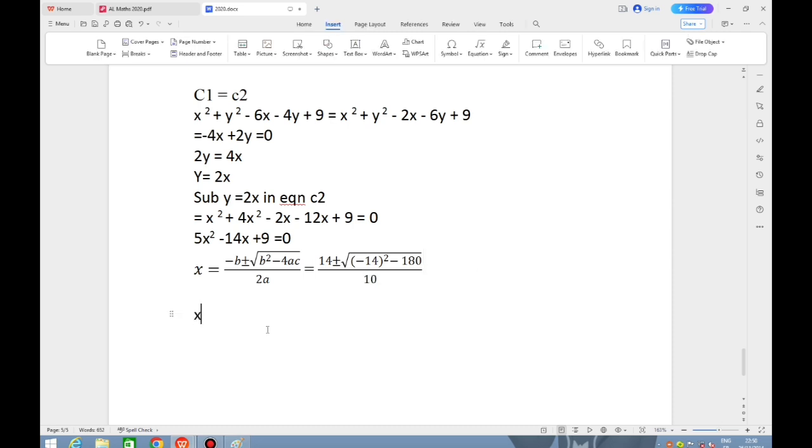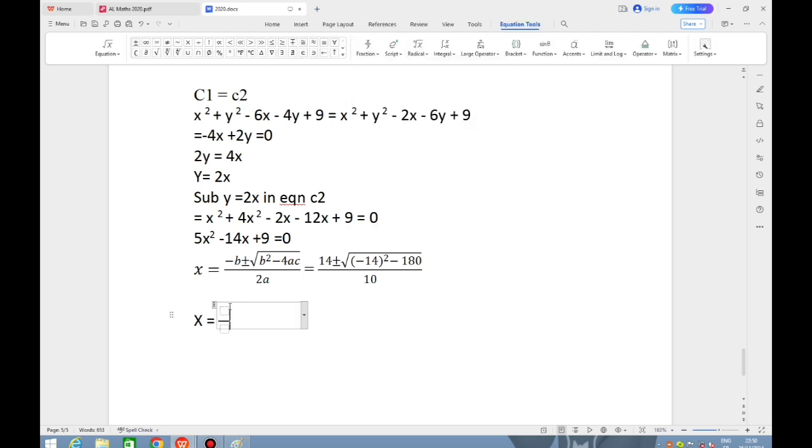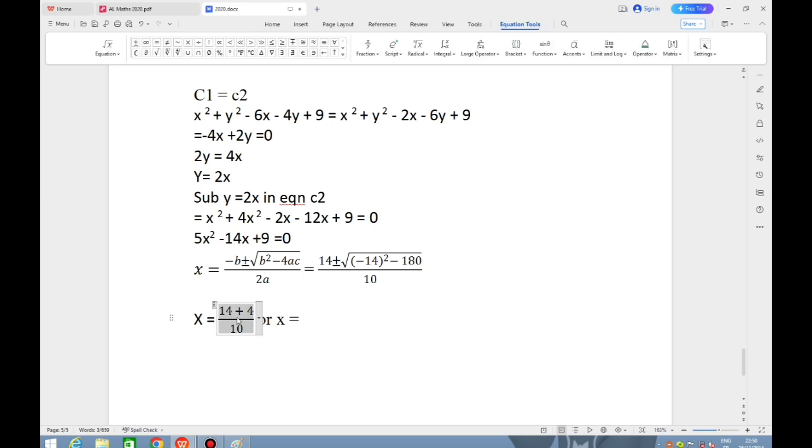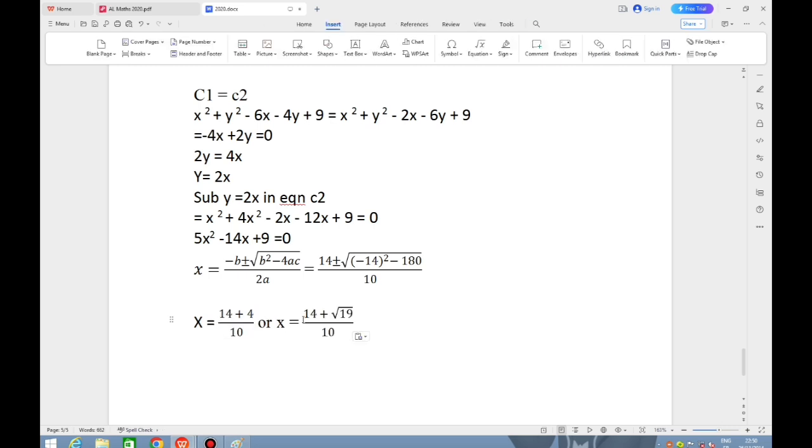So this means x is equal to 14 plus the square root of 196 minus 180. The square of 14 is 196. 196 minus 180 is 16. That's 14 plus the square root of 16, which is 4. So let's just write that here, 14 plus 4 over 10, or x is equal to basically the same thing but with a minus sign. That's 14.